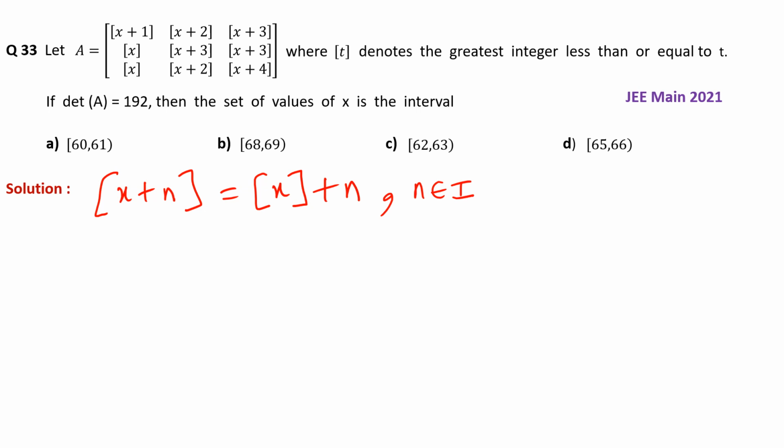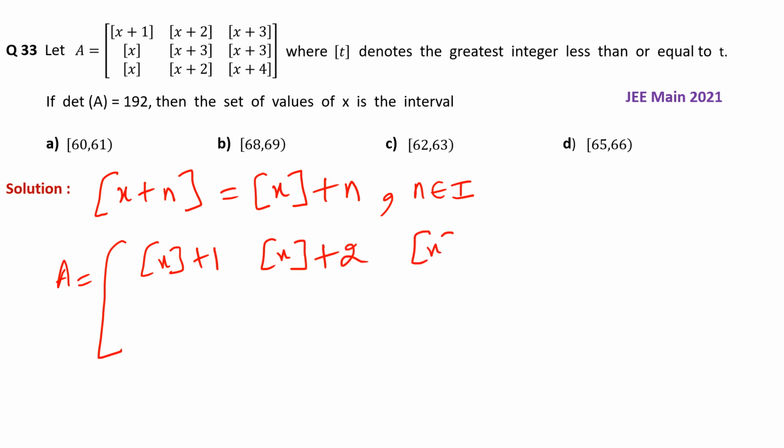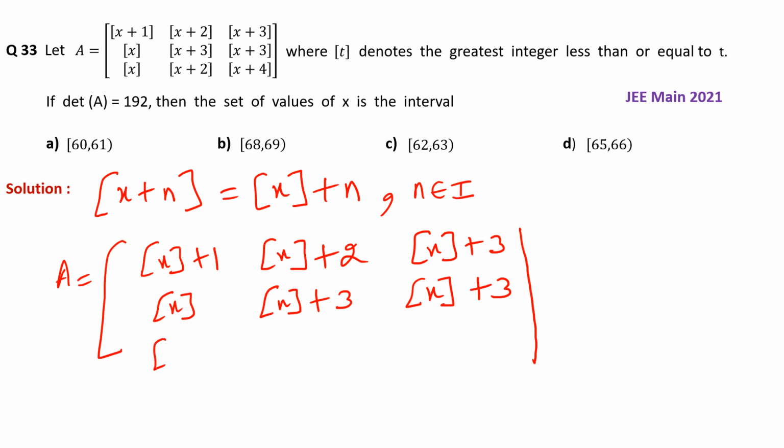Now, since 1, 2, 3, 4, all of them are integers, so I can rewrite this matrix as A equal to GIF function of x plus 1, then GIF function of x plus 2, then GIF function of x plus 3. In the second row, we have GIF function of x, then GIF function of x plus 3, then GIF function of x plus 3. And in the last row, we have GIF function of x, then GIF function of x plus 2, and then GIF function of x plus 4. And this is the matrix A. Fine.